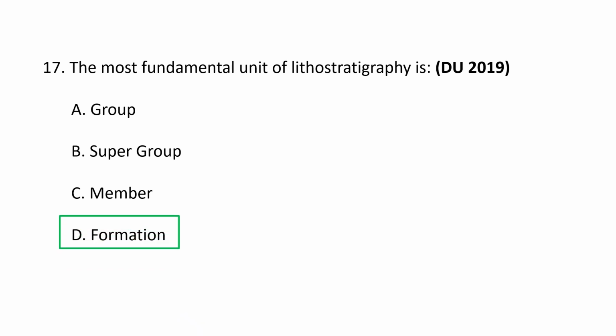A formation is a body of rock that is defined by its lithological characteristics and its position within the stratigraphic column. It's the basic unit used for mapping, describing, and interpreting the geology of a region. So the most fundamental unit of lithostratigraphy is formation.